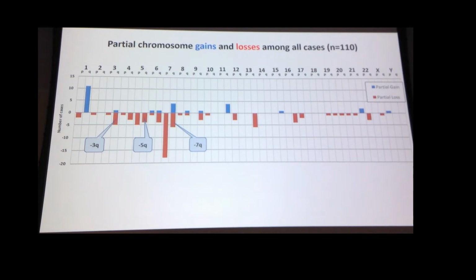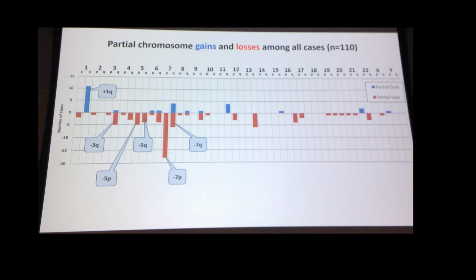And I'm going to just point out some that occurred at a frequency of greater than 5% among these patients. So loss of 3Q, loss of material in 5Q, and loss of material in 7Q were seen at a rate of over 5% of patients. And these are all abnormalities that are also seen in myelodysplastic syndrome.